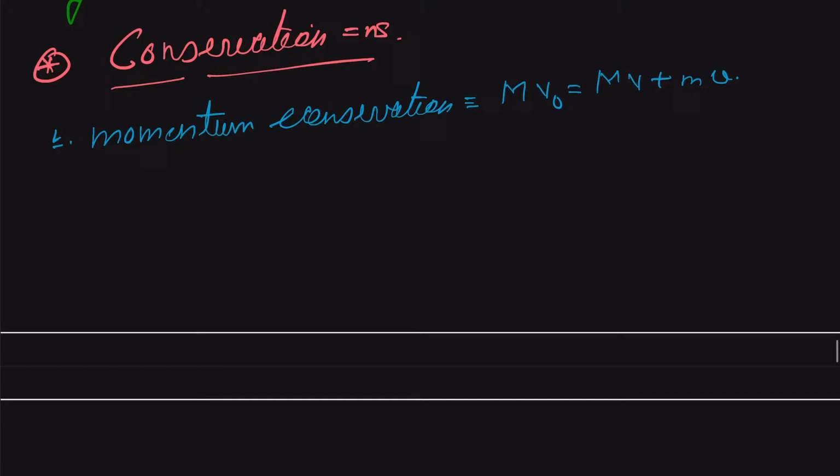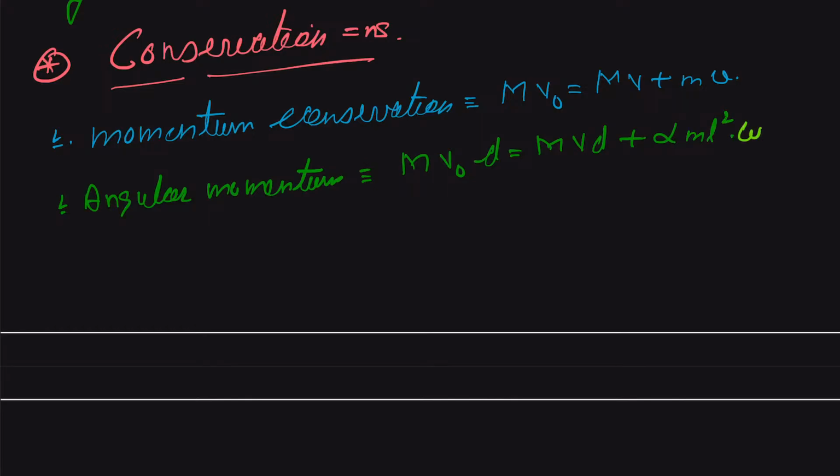Then we come to the angular momentum, and angular momentum about the center of mass. So we get this angular momentum m v0 multiplied by the perpendicular distance d, equal to m v d plus the moment of inertia, which is given as αml², times omega.